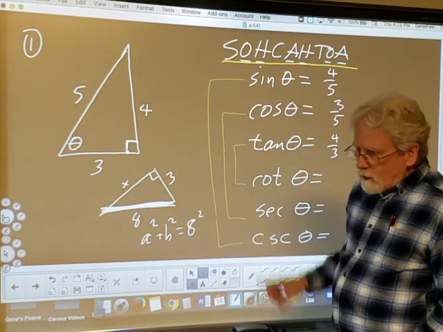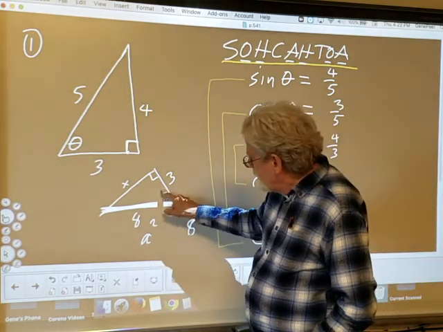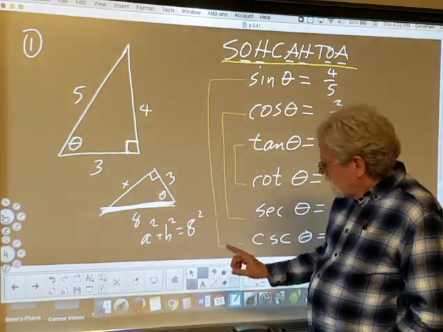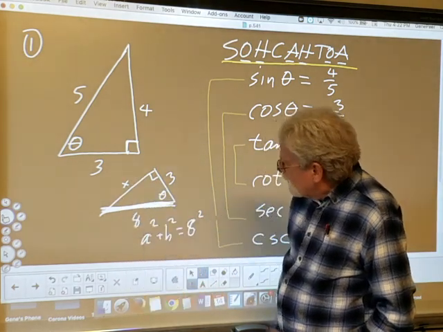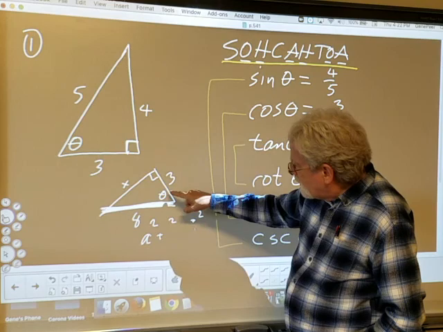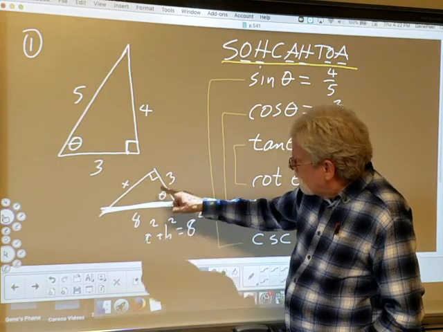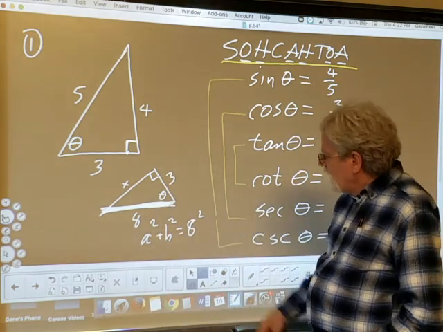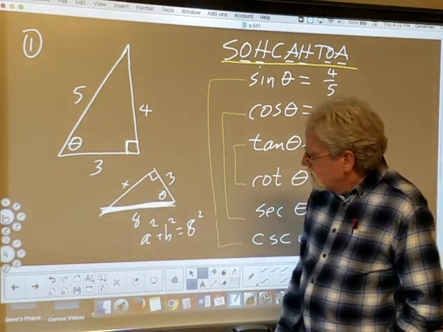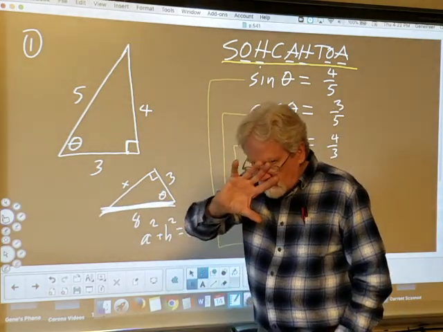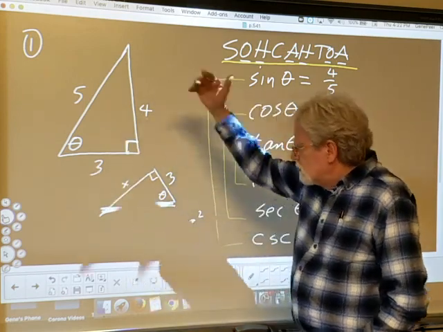And in SOHCAHTOA, if I'm looking at, say, this angle, sine is opposite over hypotenuse. Cosine is adjacent over hypotenuse. And tangent is opposite over adjacent. Don't get messed up if the triangle's orientation is a little bit different than you're used to seeing.